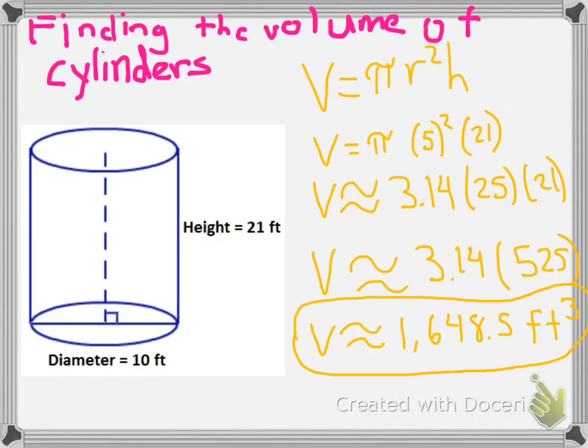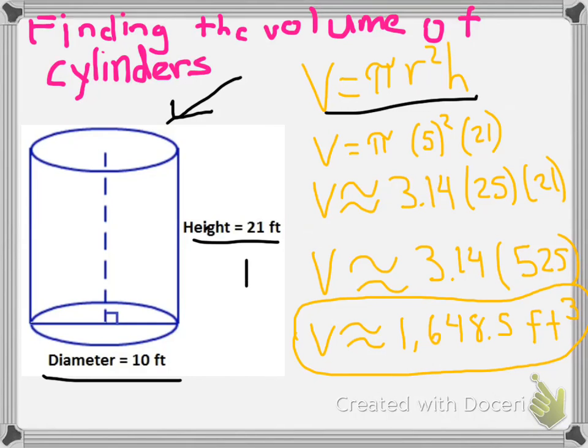Okay, so volume of cylinders. So we have a cylinder. We could call him Mr. Soup, or like a soup can. Okay, let's see. So we have diameter is 10, height is 21. So we're doing volume. So this is it. Volume equals pi r squared times height.